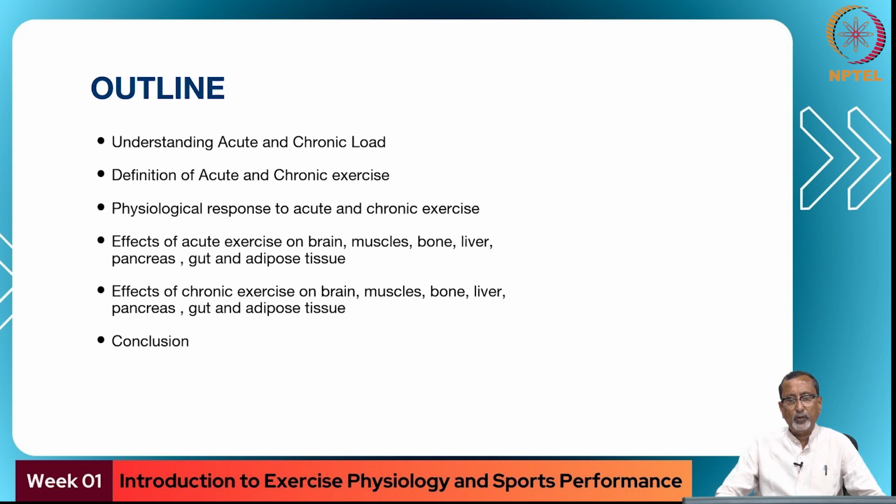We will figure out what the effects of exercise are on brain, muscle, bone, liver, pancreas, gut and adipose tissue. We will also find out the effect of chronic exercise on brain, muscle, bone, liver, pancreas, gut and adipose tissue. And at last we want to see the conclusion of this entire module on chronic and acute exercise, the physiological adaptations, and the take home message. So let us explore this topic.